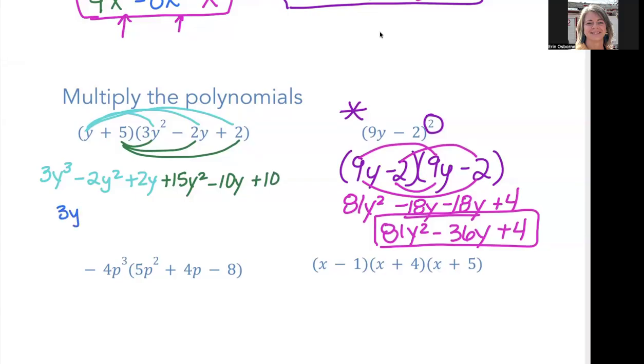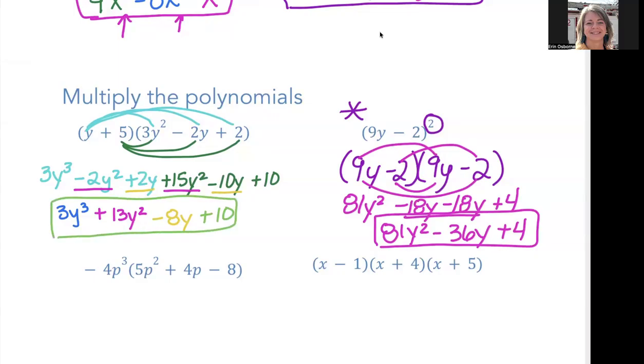Nothing goes with your 3y cubed, so leave it out front alone. You have a negative 2y squared plus 15y squared, so we should have plus 13y squared. We have 2y with negative 10y, so minus 8y. And then last, your constant number of 10, so plus 10.